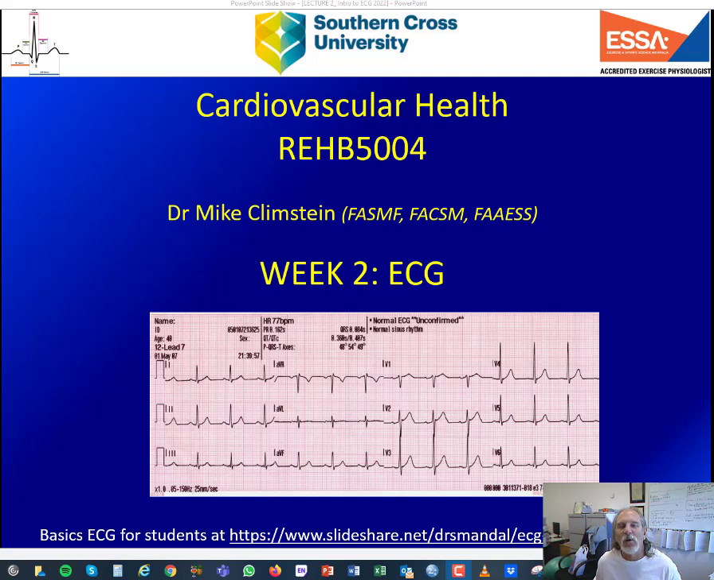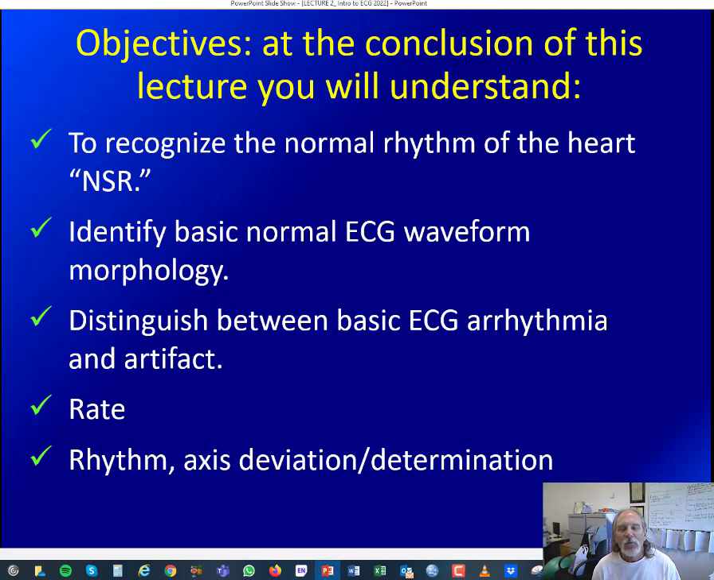This week we'll cover electrocardiography. So with regards to objectives, you need to be able to identify what's called normal sinus rhythm, NSR, basic normal ECG waveform morphology, distinguish between ECG arrhythmias versus any artifact, determine the rate, which is heart rate, the rhythm, axis deviation.